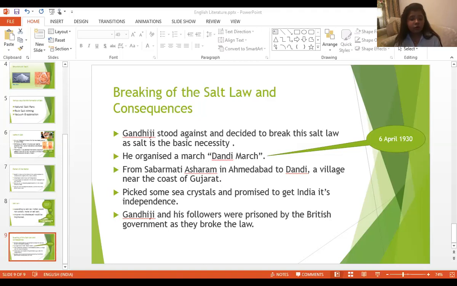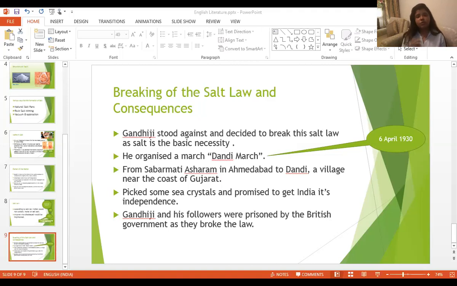Gandhiji found this law unfair, of course. We all discussed and felt that yes, it was very unfair. So he organized the Dandi March from Sabarmati Ashram in Ahmedabad to Dandi, a village on the coast of Gujarat. On April 6, 1930, Gandhiji picked up some crystals of salt from the Dandi seashore and pledged to free the country from British rule. For breaking the salt law, the British put Gandhiji and his followers in prison. That was the consequence. Basically, the last line is the consequence.